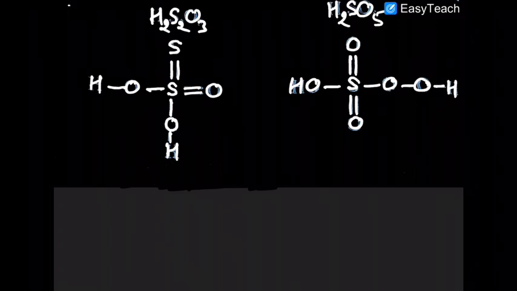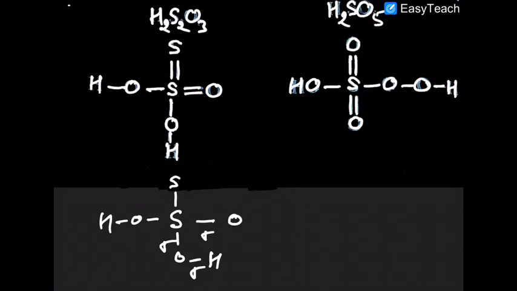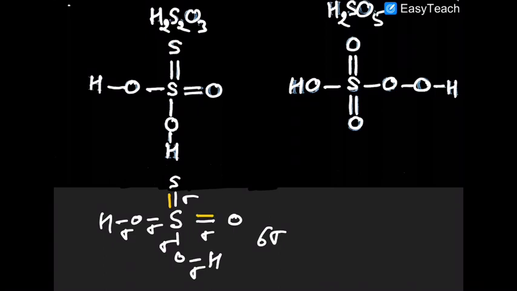Now two compounds are given to you. The first compound is dithionic acid. Now how many sigma bonds are there? If you easily see that, the answer is 1, 2, 3, 4, 5, 6. So there are 6 sigma bonds. How many pi bonds are there? The answer is 1 and the second is this, 2. So 2 pi bonds are there. That is the answer for dithionic acid.